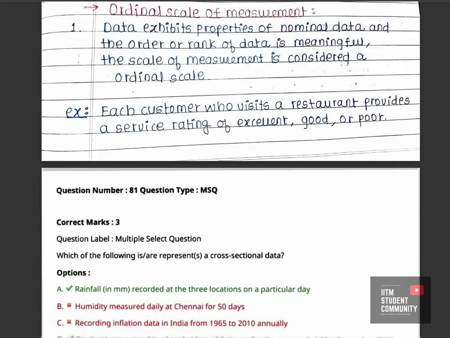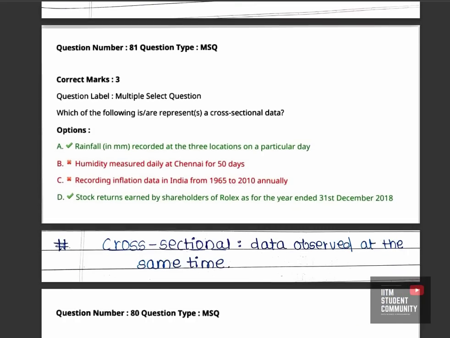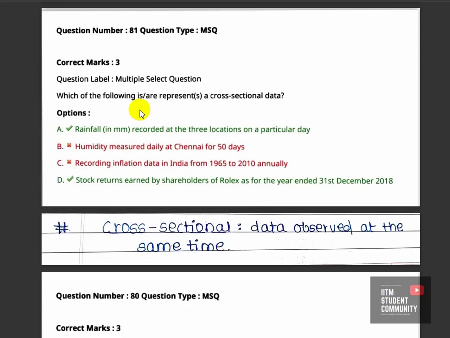Coming to the next question. Which of the following is or are represents a cross-sectional data? What is a cross-sectional data? The data which is observed at same point or same time is called as a cross-sectional data. The option A here says rainfall recorded at 3 locations on a particular day. Yes, because at the end the data is observed for a particular day, so cross-sectional data.